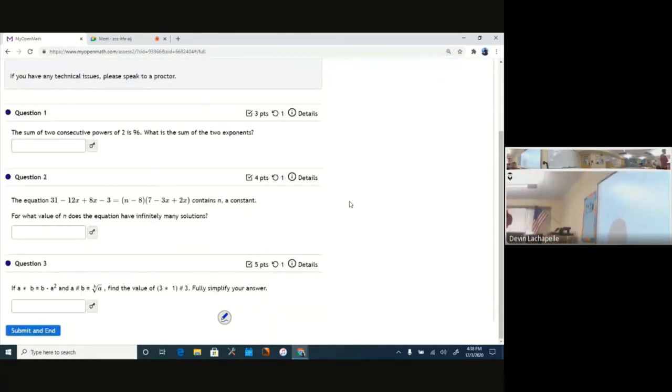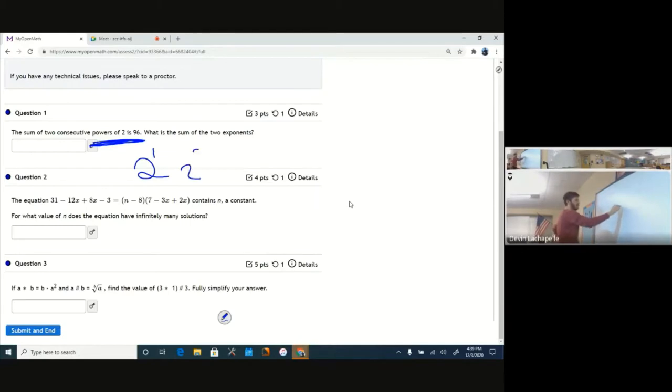Question number one, this is a three-pointer. The sum of two consecutive powers of two is 96. What is the sum of the two exponents? Well, sum of consecutive powers of two, okay? So power of two means two to some number. So two to the one, two to the two, two to the three. Those are all powers of two.